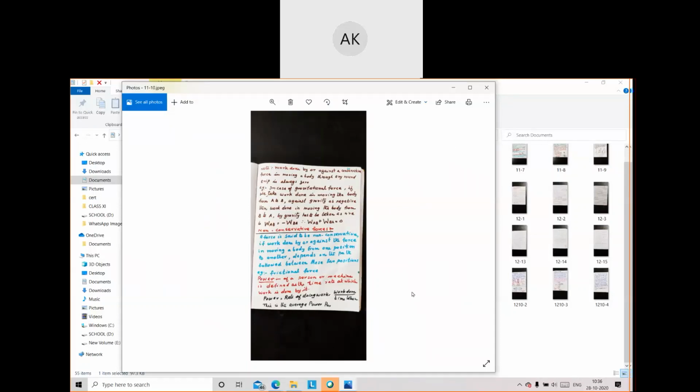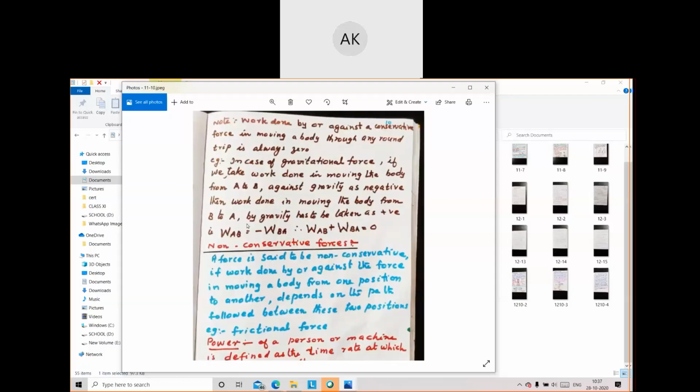Isn't it? So work done to take the body to the height x, if we take that as negative, then work done by gravity we have to take as positive. Work done against gravity, if we take negative, work done by gravity we have to take positive. So what is the total work done? Total work done will be zero. So that is another property of gravitational force.